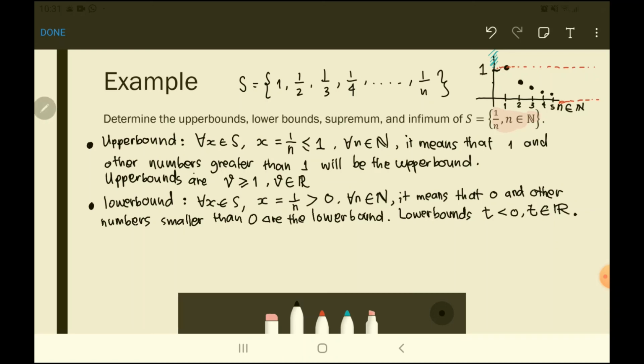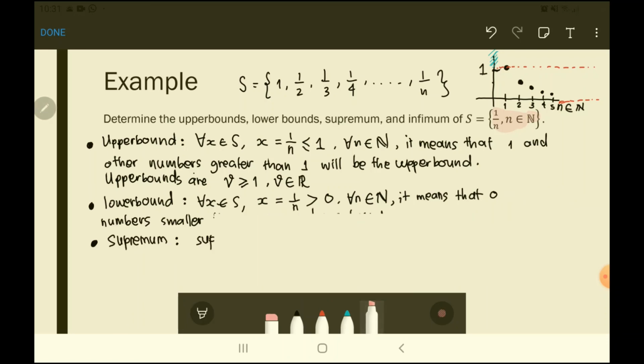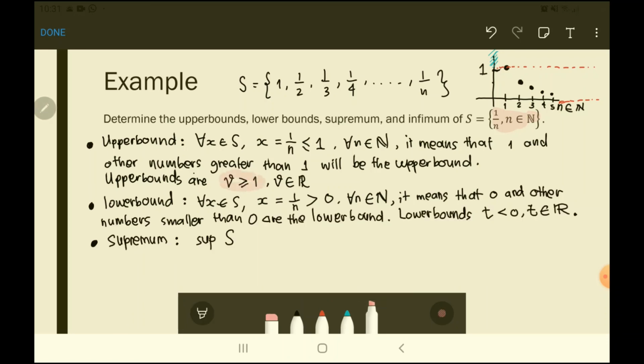Right. Now, when we want to find the supremum, the notation for supremum is just sup. The supremum of S will be the least value of the upper bound. So if you look at this, our upper bound is phi greater than or equal to 1.